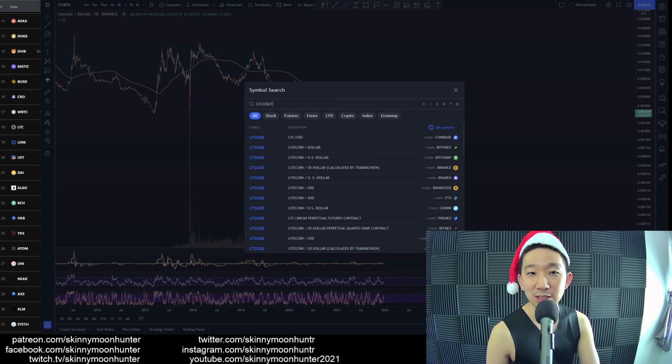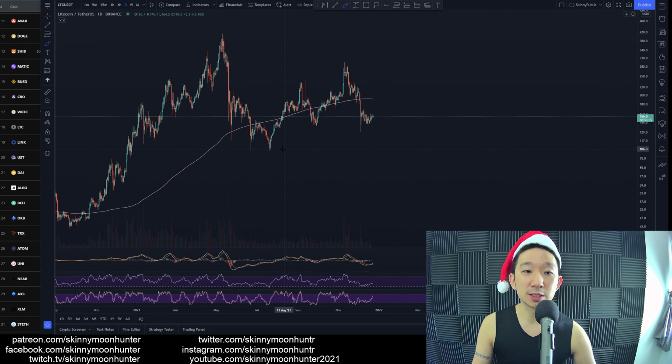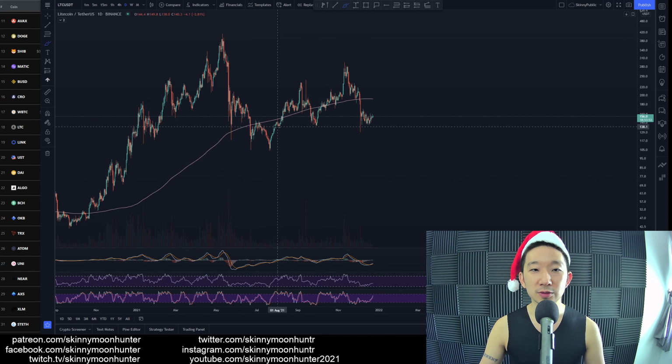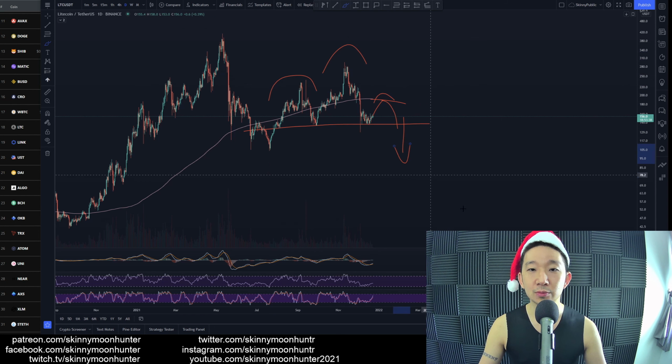Litecoin against USDT. We take a look at it on Binance. We've already sliced through the skinny pink line. So if anything, you could see mountain ranges, mountain ranges, mountain ranges. Even if you do rally, my guess is we'll hit the skinny pink line and then bounce off of it, forming a head and shoulders of sorts, right? Left shoulder, head, right shoulder.